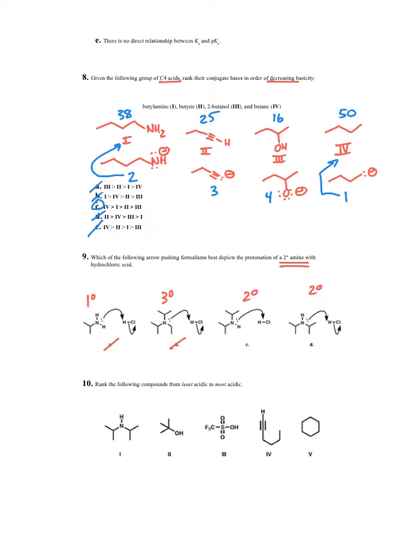C is incorrect because it's leaving out an arrow. Basically, if you're abstracting a proton, you have to have a bond forming and a bond breaking, which C does not. So D is the correct answer.